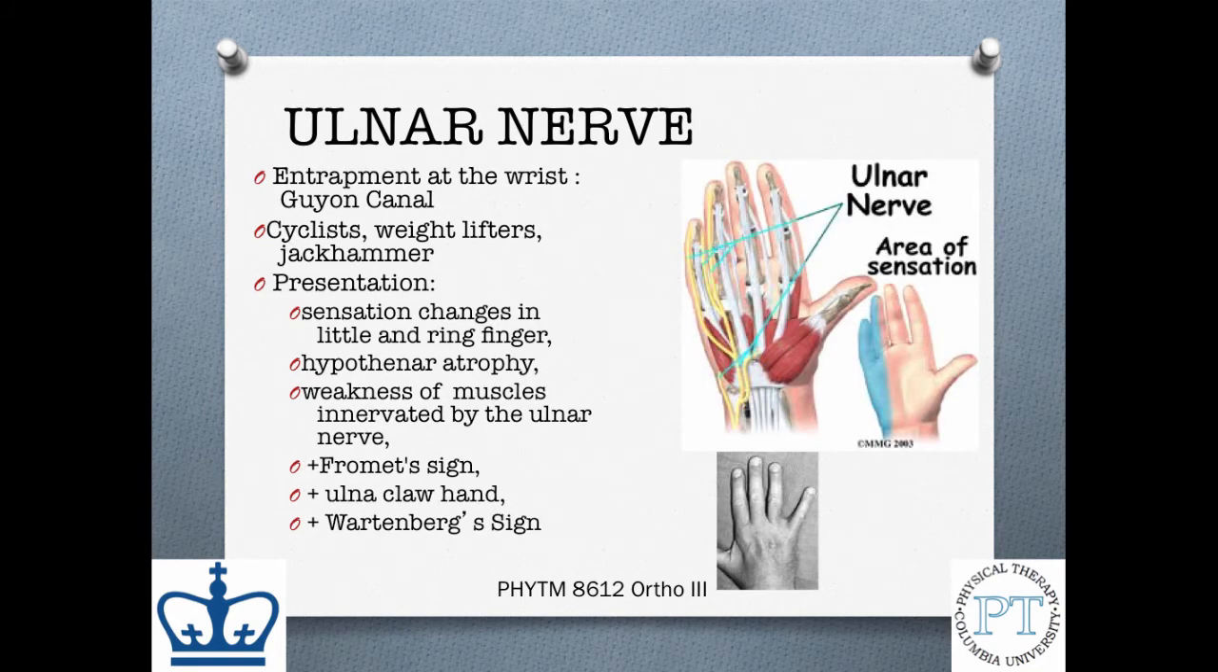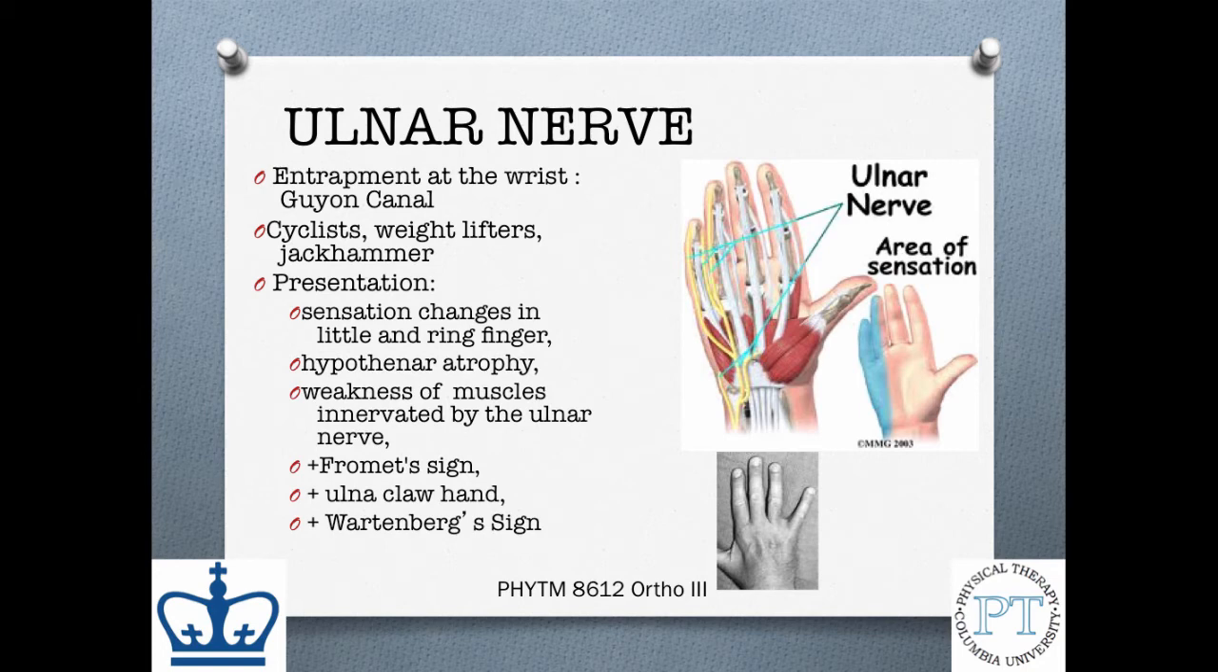So moving on, we have potential for ulnar nerve entrapment. Like I mentioned, this is entrapment at the wrist in Guyon's canal. We typically see this in cyclists who lean on the bicycle bar, and we tend to put pressure on the ulnar side of our wrist, right where the ulnar nerve goes into Guyon's canal. The patient presents with sensation changes in the little finger and half of the ring finger. We could see hypothenar muscle atrophy or anything else innervated by the ulnar nerve.